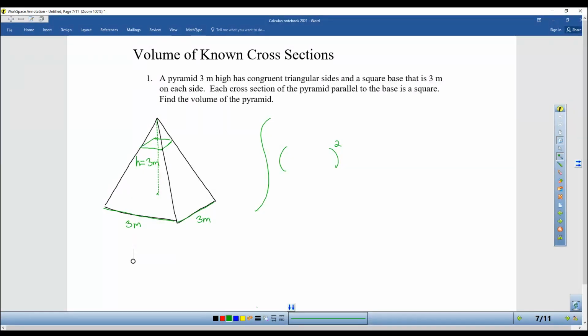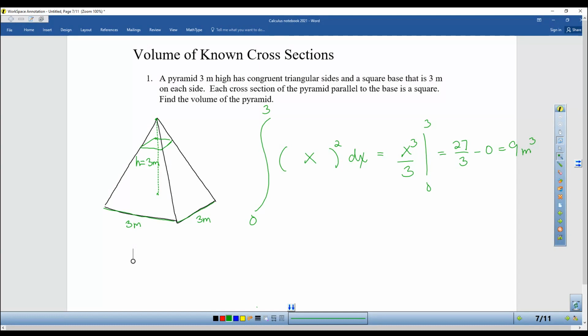What is the size of each square? Well, each one is going to start off at 0 and eventually be 3, and they're just going to run all the way from 0 to 3. So let's just call it x dx. It's actually that simple. So when I integrate this, I get x cubed over 3 from 0 to 3, which is 27 thirds minus 0, which is 9 cubic meters.